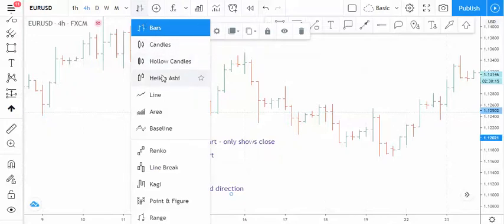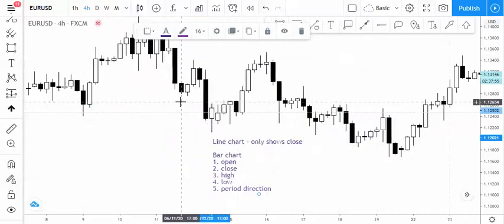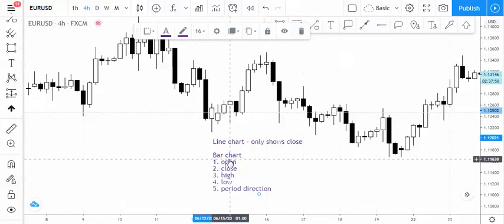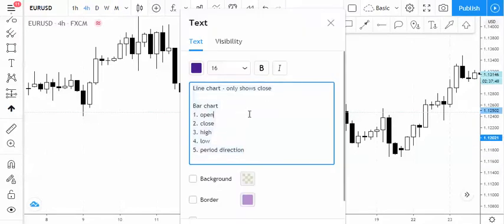Now there's other types which I won't get into. There's hollow candles, Heikin-Ashi, area, baseline, Renko charts, line break, KG, point and figure, which is really interesting, but I'm not going to get into that one right now. We'll go straight to the candles. So the candlestick chart, very similar to the bar chart, gives us the same pieces of information.